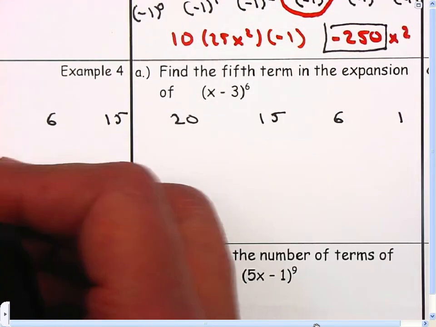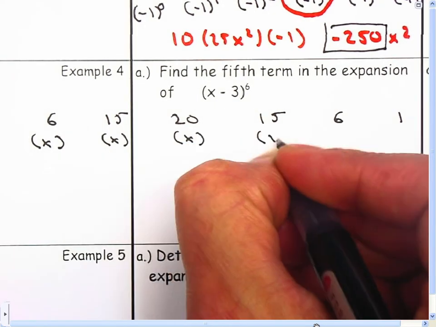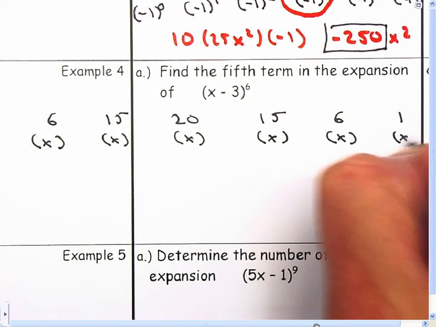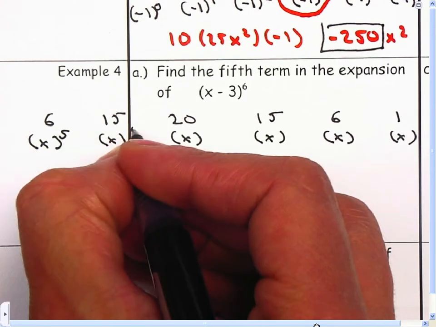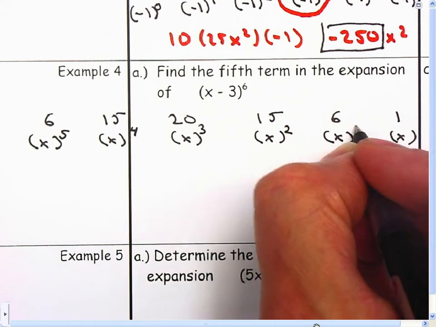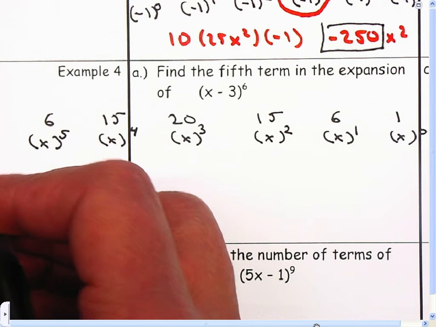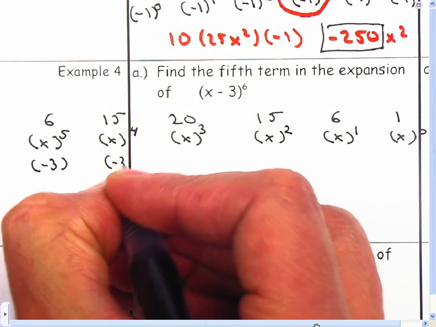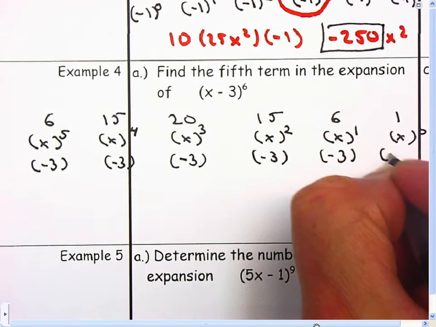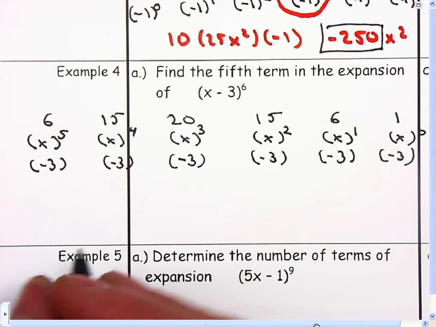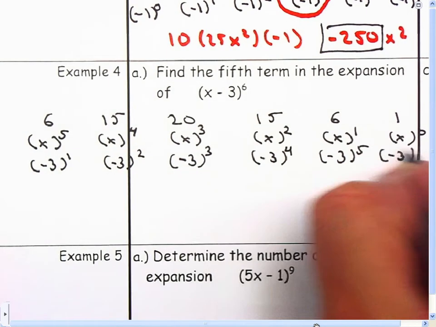Value of A will be x, x, x, x, x, x, and x. The exponents will be to the sixth power, to the fifth, to the fourth, to the third, to the second, to the first, to the 0. Now I'm going to continue with the value of B. It will be negative 3, seven times. The exponents will be 0, 1, 2, 3, 4, 5, and 6.